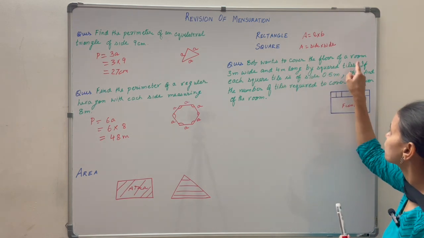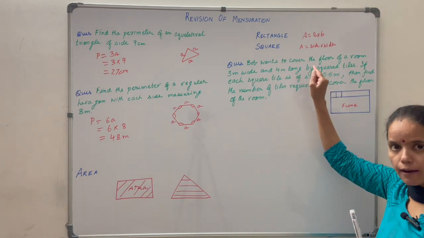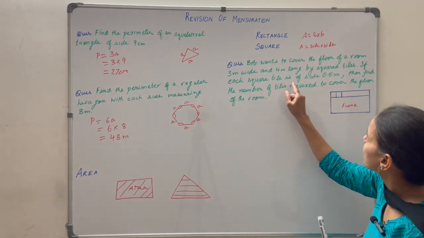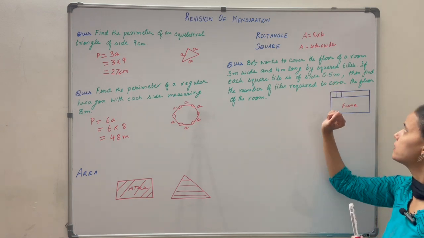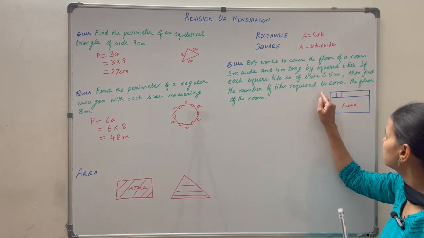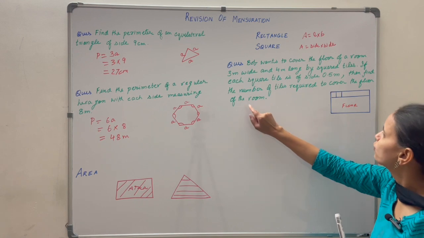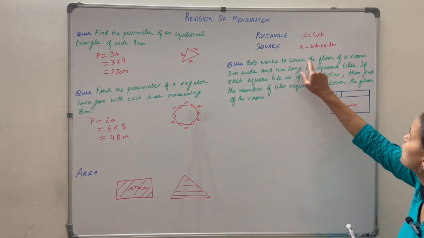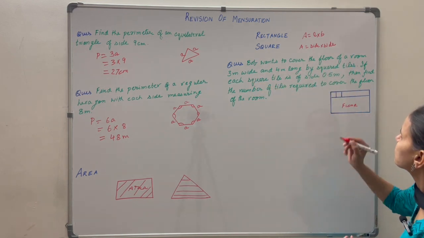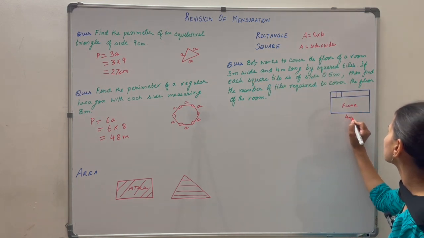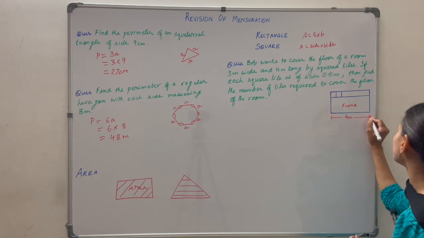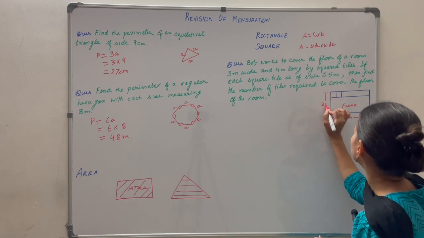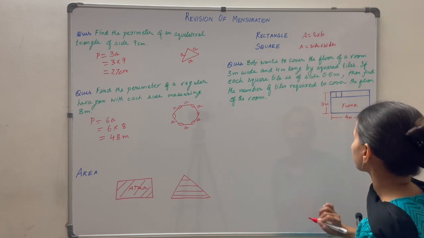Bob wants to cover the floor of a room 3 meter wide and 4 meter long by square tiles. If each square tile is of size 0.5 meter, then find the number of tiles required to cover the floor of the room. So this is the floor of the room. The dimensions for the floor of the room they have given you is 4 meter long, which is nothing but the length. 3 meter wide, so this is the breadth of the rectangle.